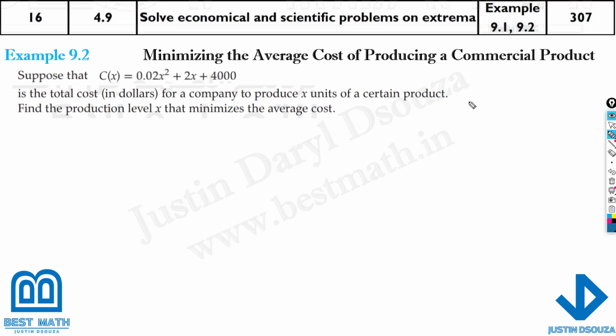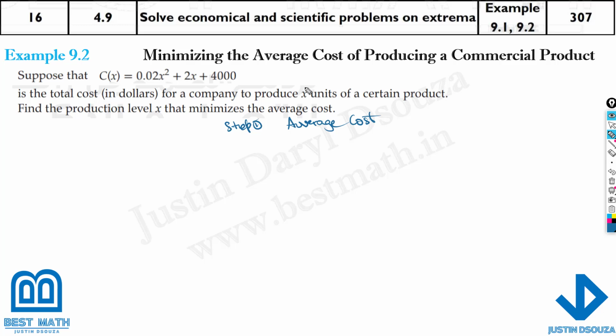Now we need to find the average cost. Again, the same function is given, but how do we find the average cost? Let's do step 1, finding the average cost. They have given this equation, and we need to see the company has to produce X units of a certain product. Find the production level X that minimizes the average cost. This is very important. We need to minimize the average cost. That means we have to find the increasing, decreasing, or the maximum and minimum. So, from the critical numbers, we can find this.